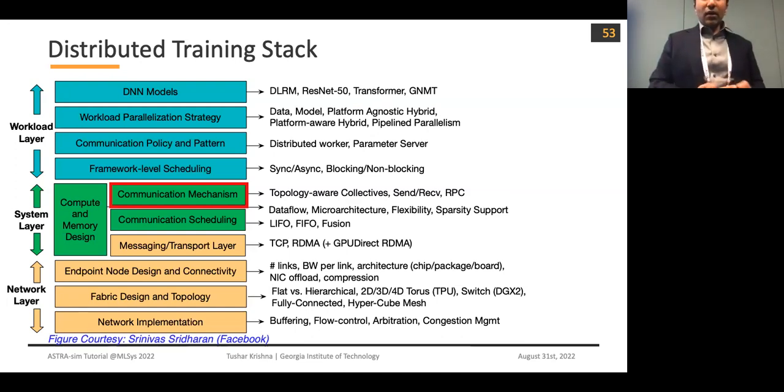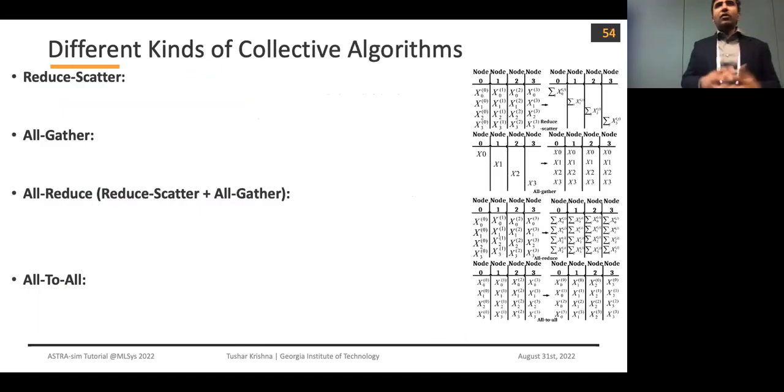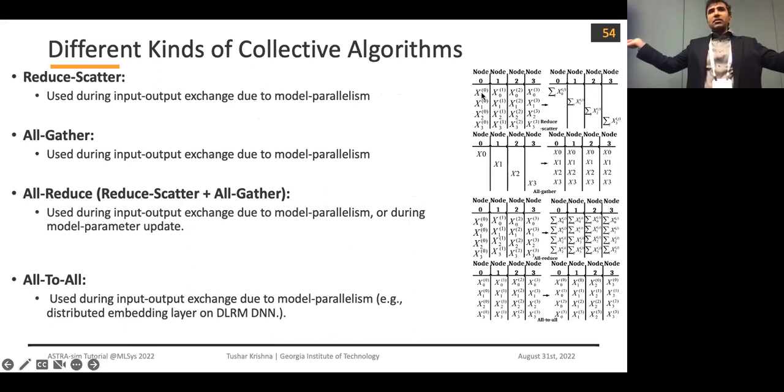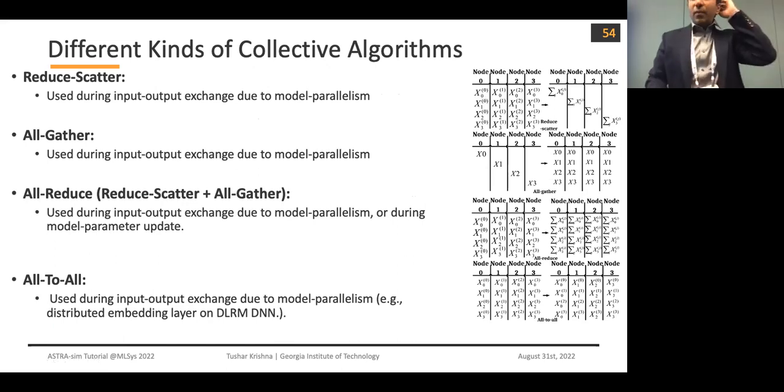So on the system layer, one key piece is the actual communication mechanism you use. So this is where collectives come in. I've already talked about collectives a few times. So this is mathematically how collective communication can be represented. And these are the standard ones typically used in deep learning. So reduce scatter, which basically means that you're going to reduce these partial gradients and then scatter them across several NPUs. So each NPU gets a full reduced value of part of the gradient.